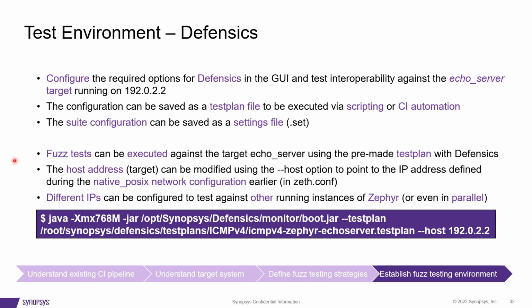What we do now is we can then execute fuzz testing using this pre-made test plan. We have the IP address configured for the target system, and we can also have different IP addresses configured in different test plans so we can run testing in parallel. Just to show you how the command for executing Defensics looks like, you see it here, where we then specify the test plan that we want to use, as well as the target IP address.